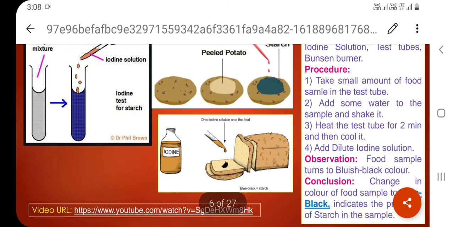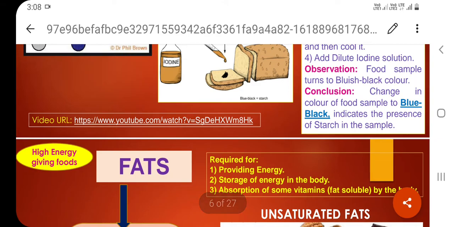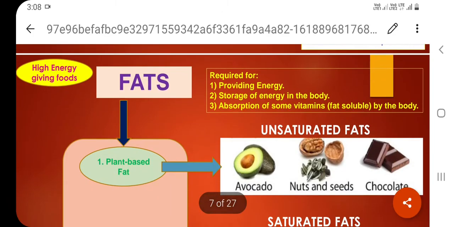Procedure: take a small amount of food sample in the test tube, add some water to the sample and shake it. Heat the test tube for 2 minutes and then cool it. Add iodine solution. Observation: the food sample turns a bluish black color. Conclusion: a change in color of the food sample to blue-black indicates the presence of starch in the sample.